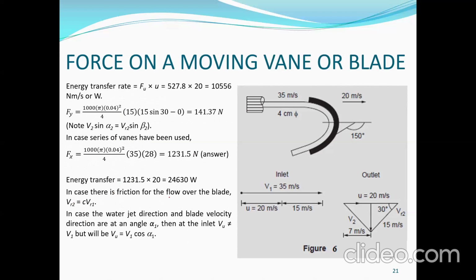In case there is friction for the flow over the blade, V sub R2 is equal to C times V sub R1. Okay? Yung pumasok na VR1 dito is also VR2 is C times VR1. So, in case the water jet direction and blade velocity direction are at an angle alpha 1, then at the inlet, V sub U is not equal to V sub 1, but will be V sub U equal to V sub 1 cosine alpha. Yan, hindi siya 0, kundi may angle siya. Pumasok dito. Yan, pag ganun.